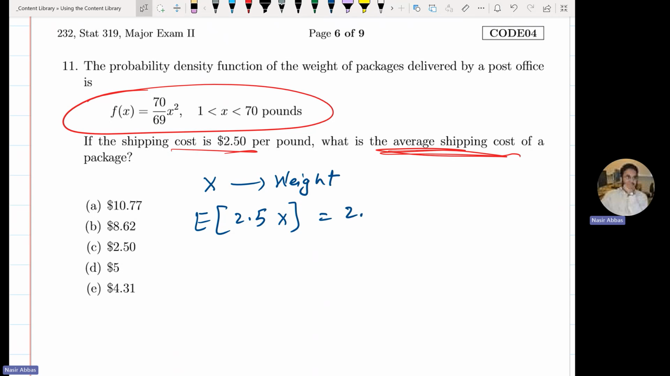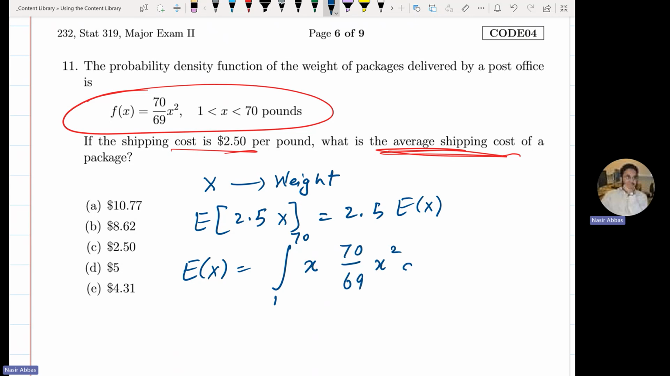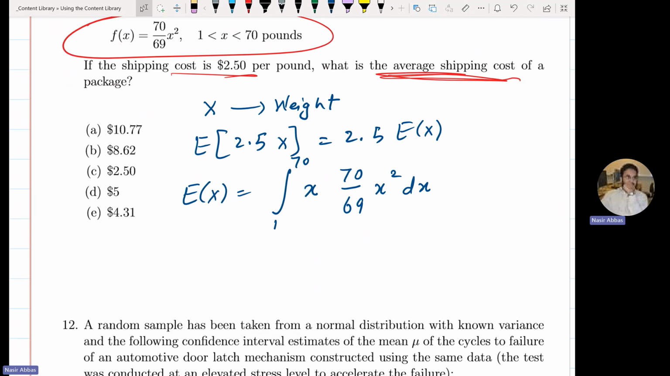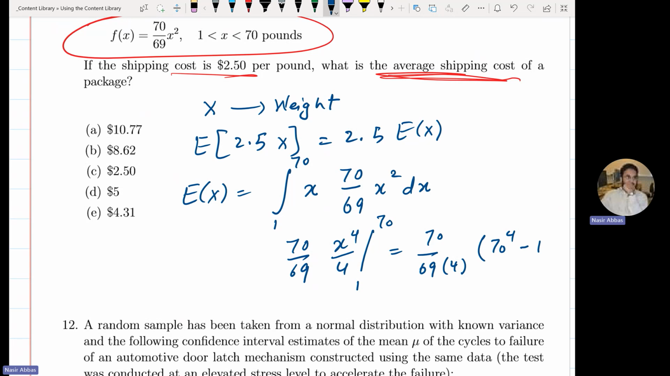So this will be equal to 2.5 times expected value of X. And now you find the expected value of X. What is the expected weight of the package? From what to what? From 1 to 70, X multiplied by 70 over 69 X square dx. So you solve this integral. This will be 70 over 69 X cube. What is the integral of X cube? So this will be 70 over 69 multiplied by 4, 70 to the power 4 minus 1 to the power 4.